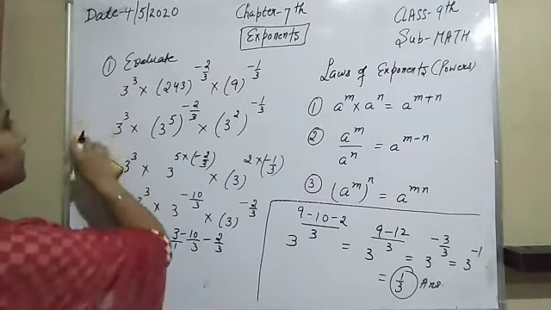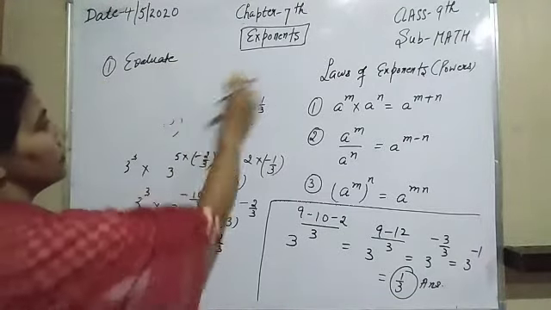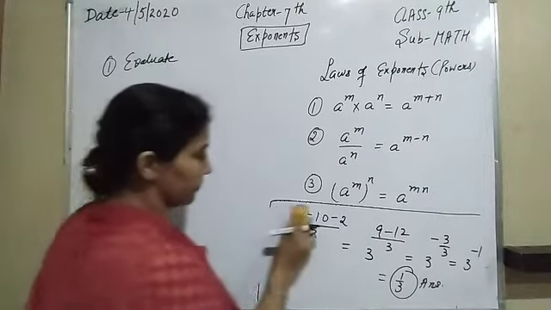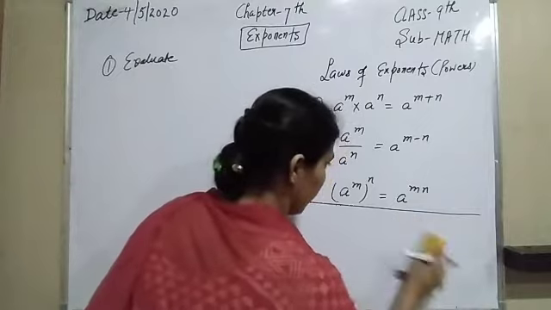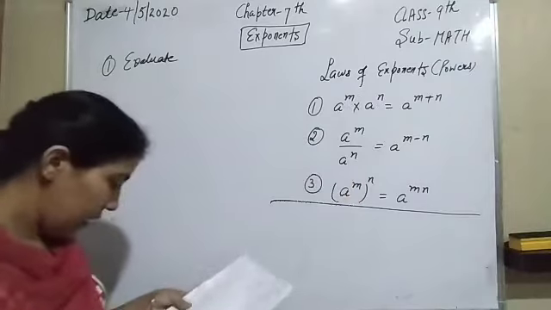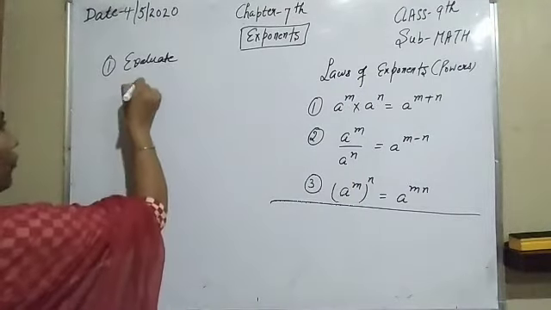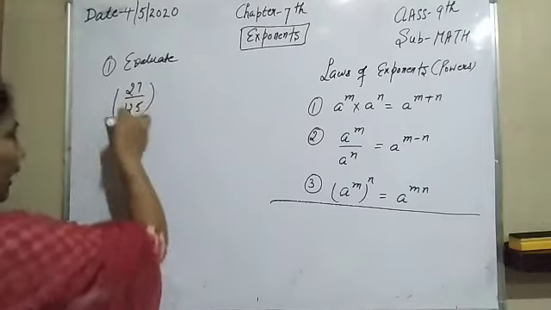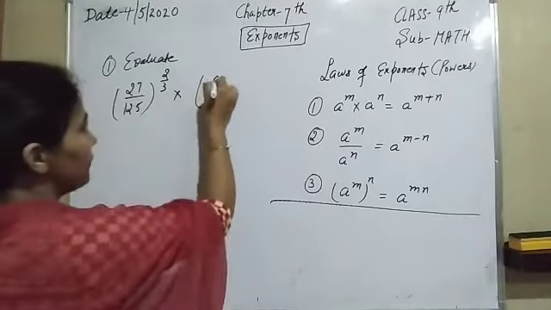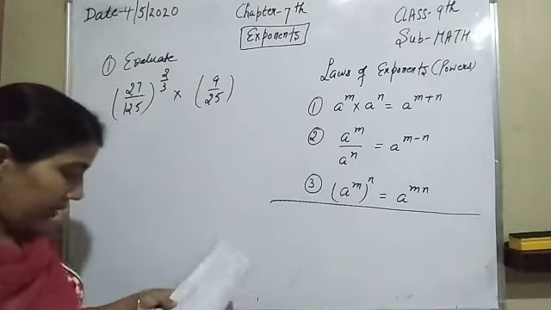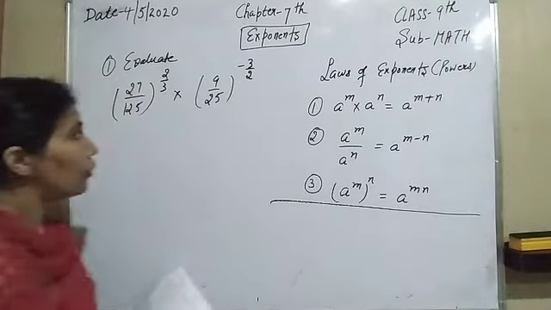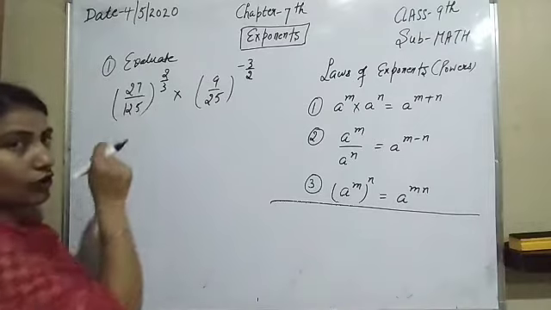The second one is, okay. Now the second one is we have to solve 27 over 125, and the power is 2 by 3, multiply 9 by 25, and the power is minus 3 by 2. Now look here. Firstly, we have to change it into the form of exponents.